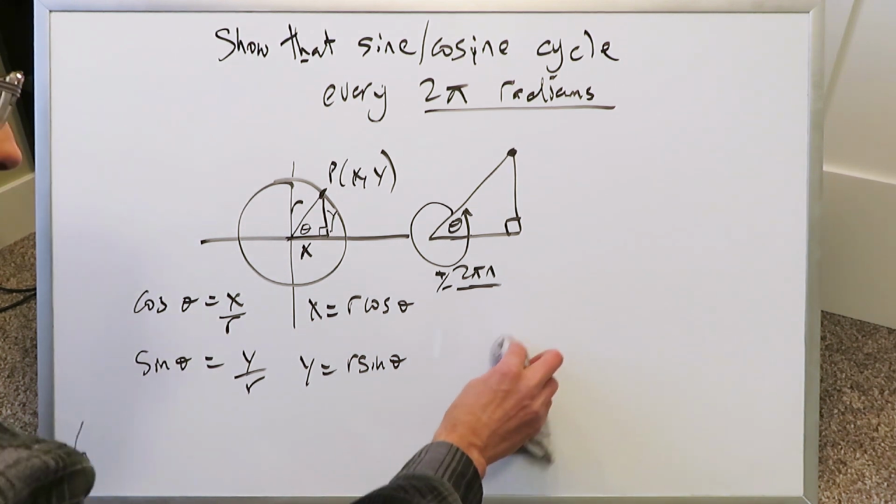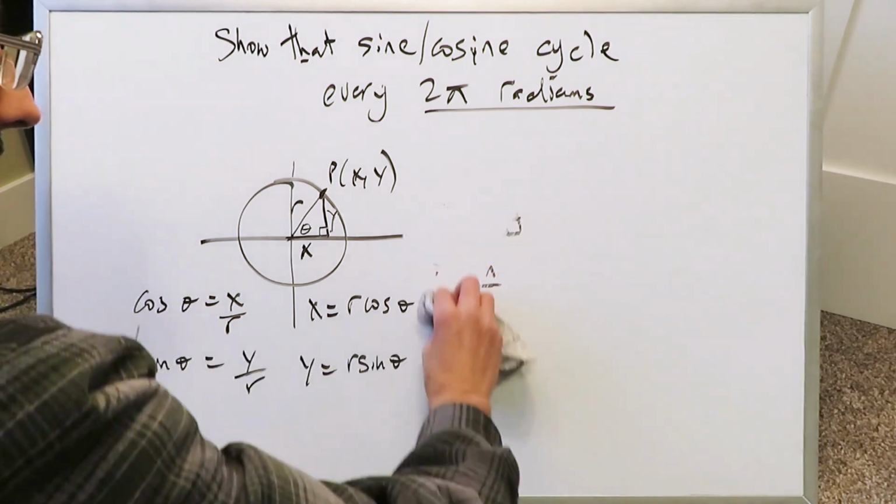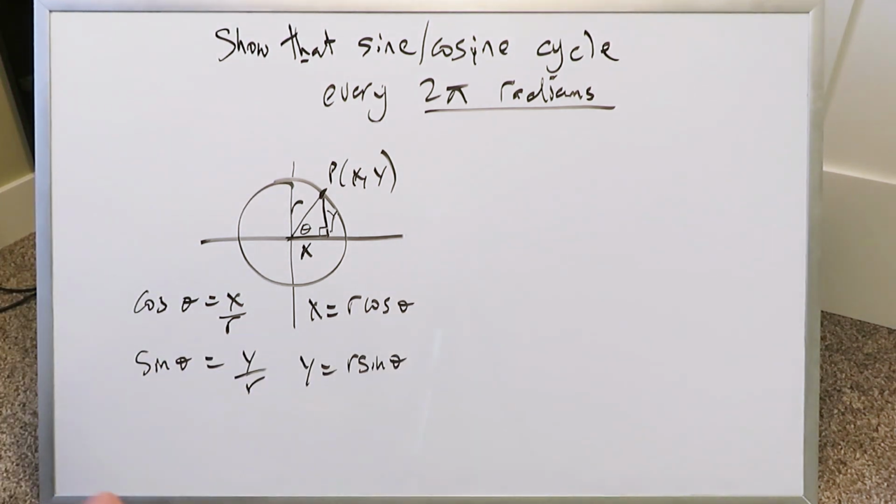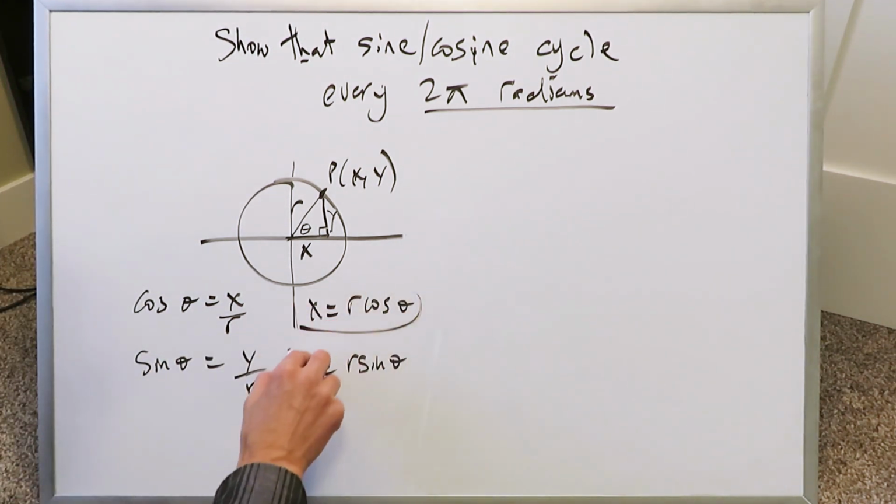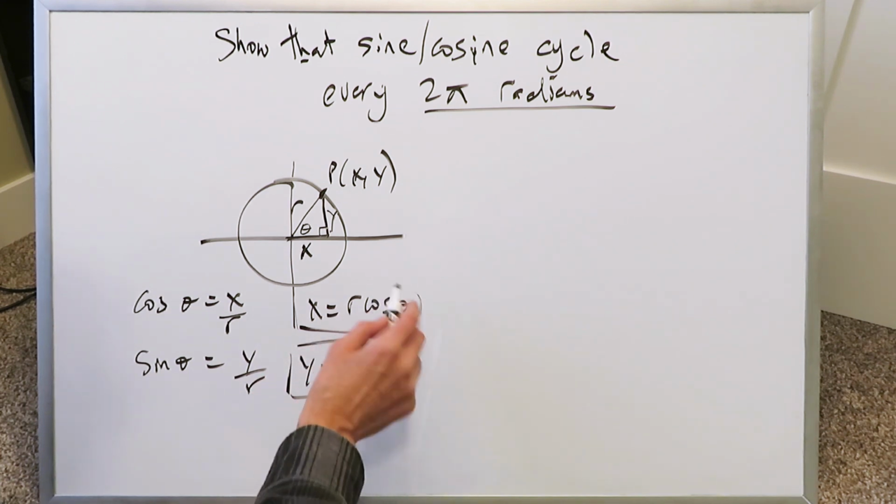And let me show you that. I can show you best by making a little bit of room over here. I've shown you that x is equal to r cosine theta, and I've also shown you y is equal to r sine theta.